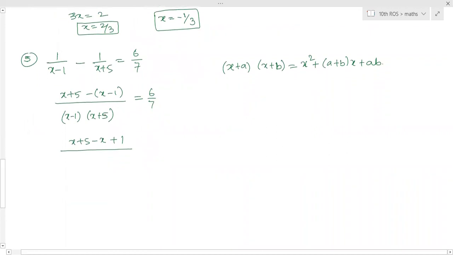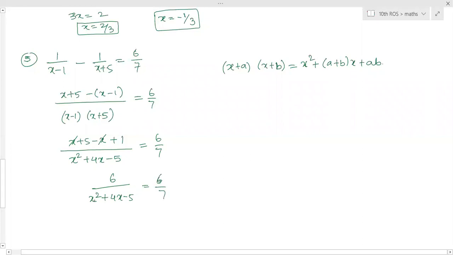Now directly x minus 1 into x plus 5. Tell me what is the product? x square, a plus b is minus 1 plus 5, answer is 4, plus 4x. Then the product, minus 1 into 5 is minus 5, is equal to 6 by x. So this gets cancelled, 6 by 7. Then x and x get cancelled. 5 plus 1 is 6, divided by x square plus 4x minus 5 is equal to 6 by 7.